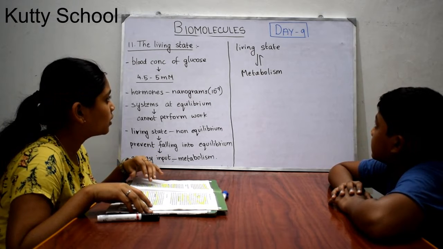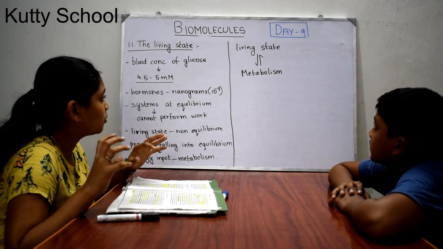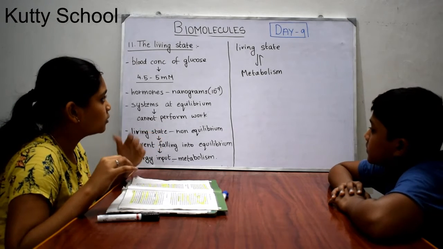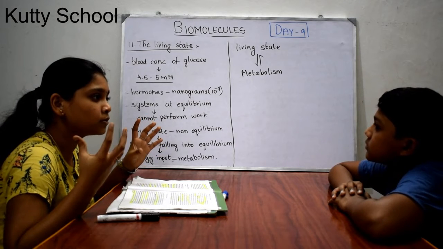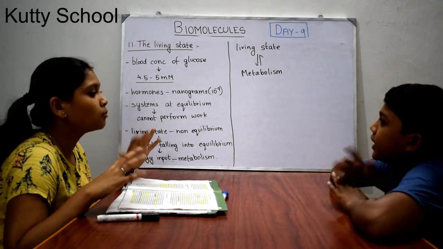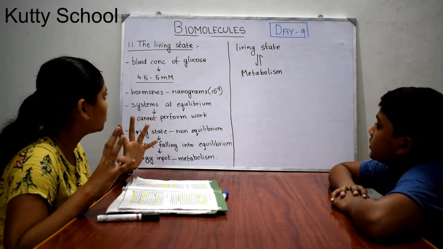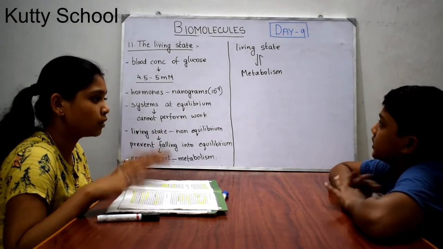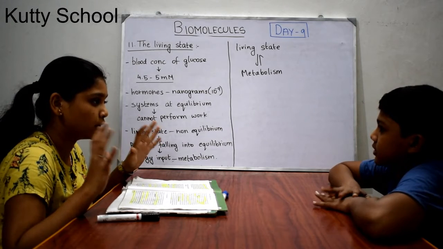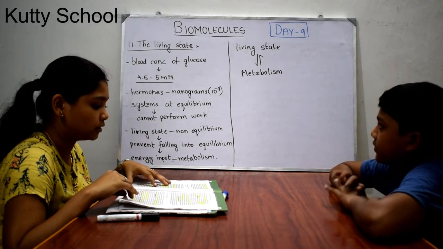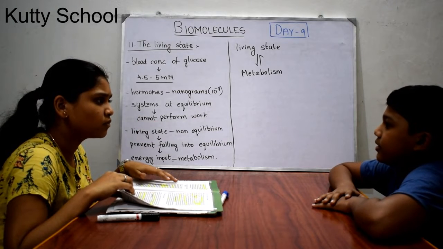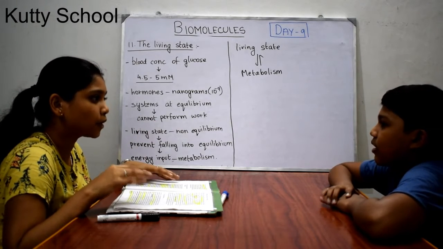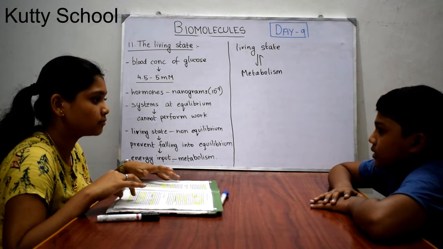Since the living state and metabolism are interconnected, if the living state is not there, metabolism is not there, and if metabolism is not there, the living state is not there. Both are interdependent. So that is the living state. We are not in equilibrium; we have to not be in equilibrium, and only then can we perform functions.